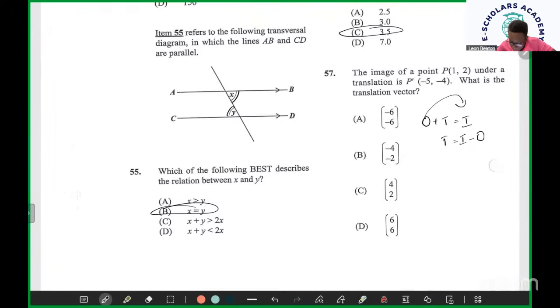So the image is -5, -4, minus the object, which is 1, 2. So this will be -5 minus 1, -4 minus 2. So this will be -5 minus 1 is -6, -4 minus 2 is -6. So the translation vector is A.